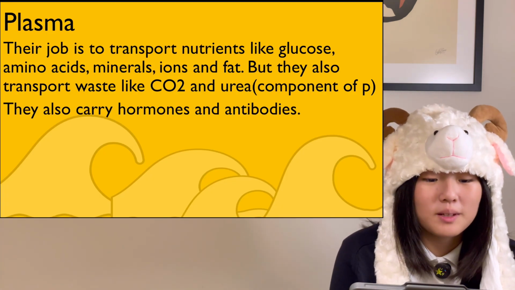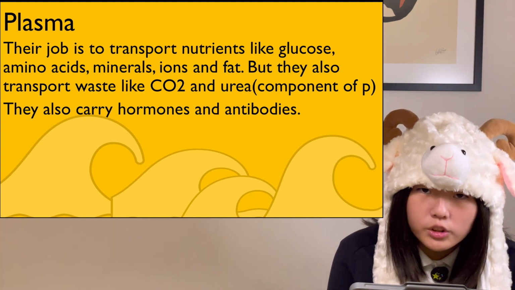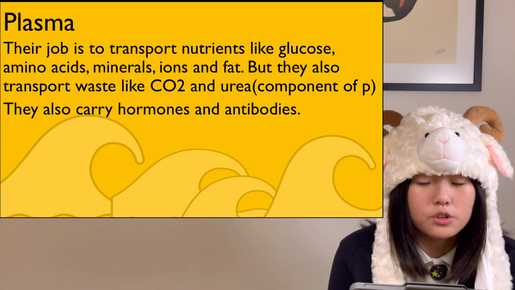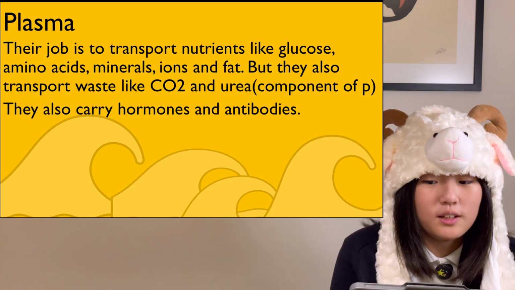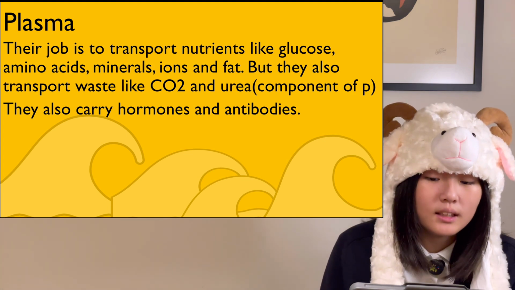First, I'll teach you about plasma. Its job is to transport nutrients like glucose, amino acids, minerals, ions, and fat. But it also transports waste like CO2 and urea, the component of pee, hormones, and antibodies.